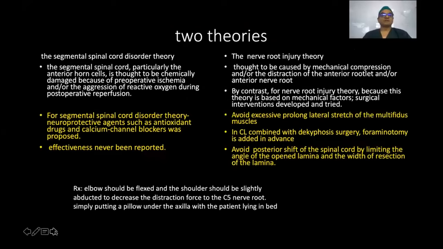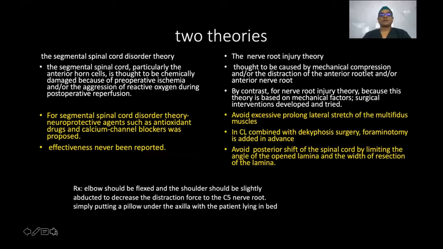C5 nerve root injury can be explained by two different theories. One is the segmental spinal cord disorder theory, which suggests that the anterior horn cell is chemically damaged because of preoperative ischemia and aggravation of reactive oxygen during postoperative reperfusion. According to this theory, various neuroprotective agents such as antioxidant drugs and calcium channel blockers were proposed, but the effectiveness of these drugs has not been reported.